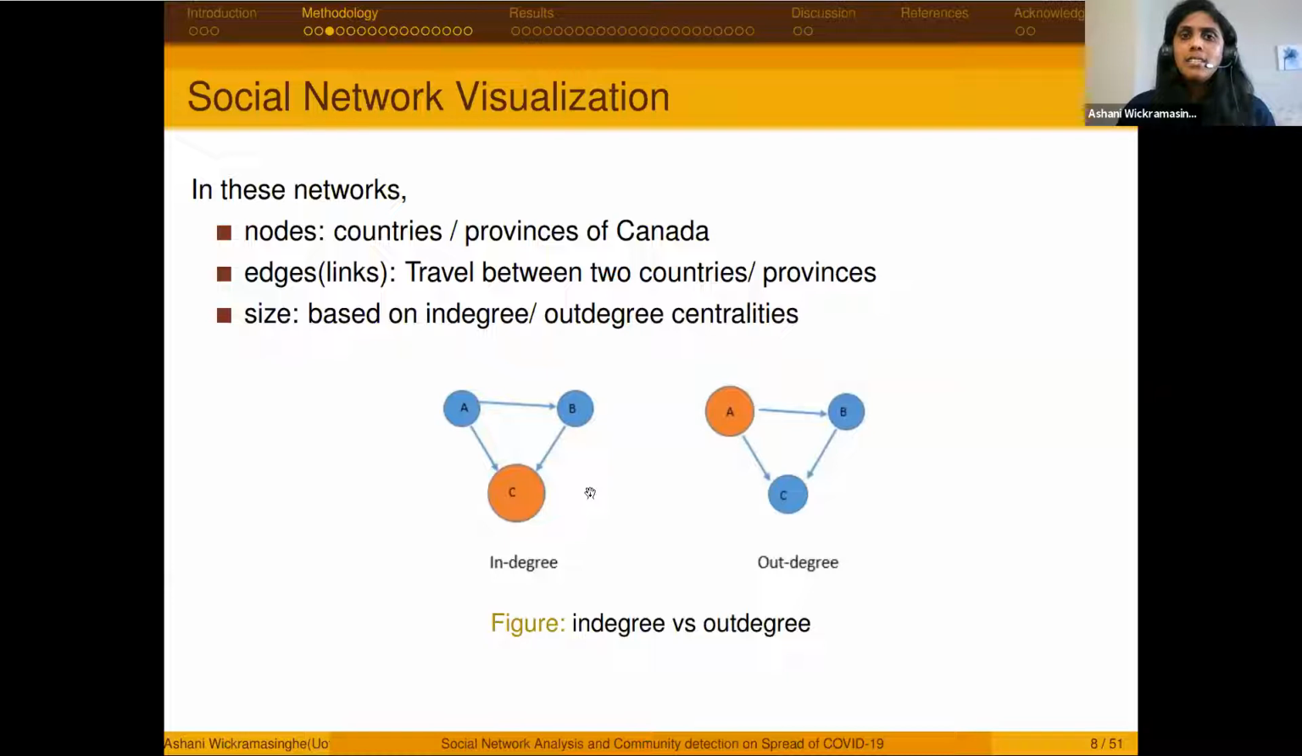In contrast, out degree means the number of edges going outward from the node. In the right side graph, nodes A, B, and C have 2, 1, and no edges going outward from the nodes respectively. So node A has the highest out degree.